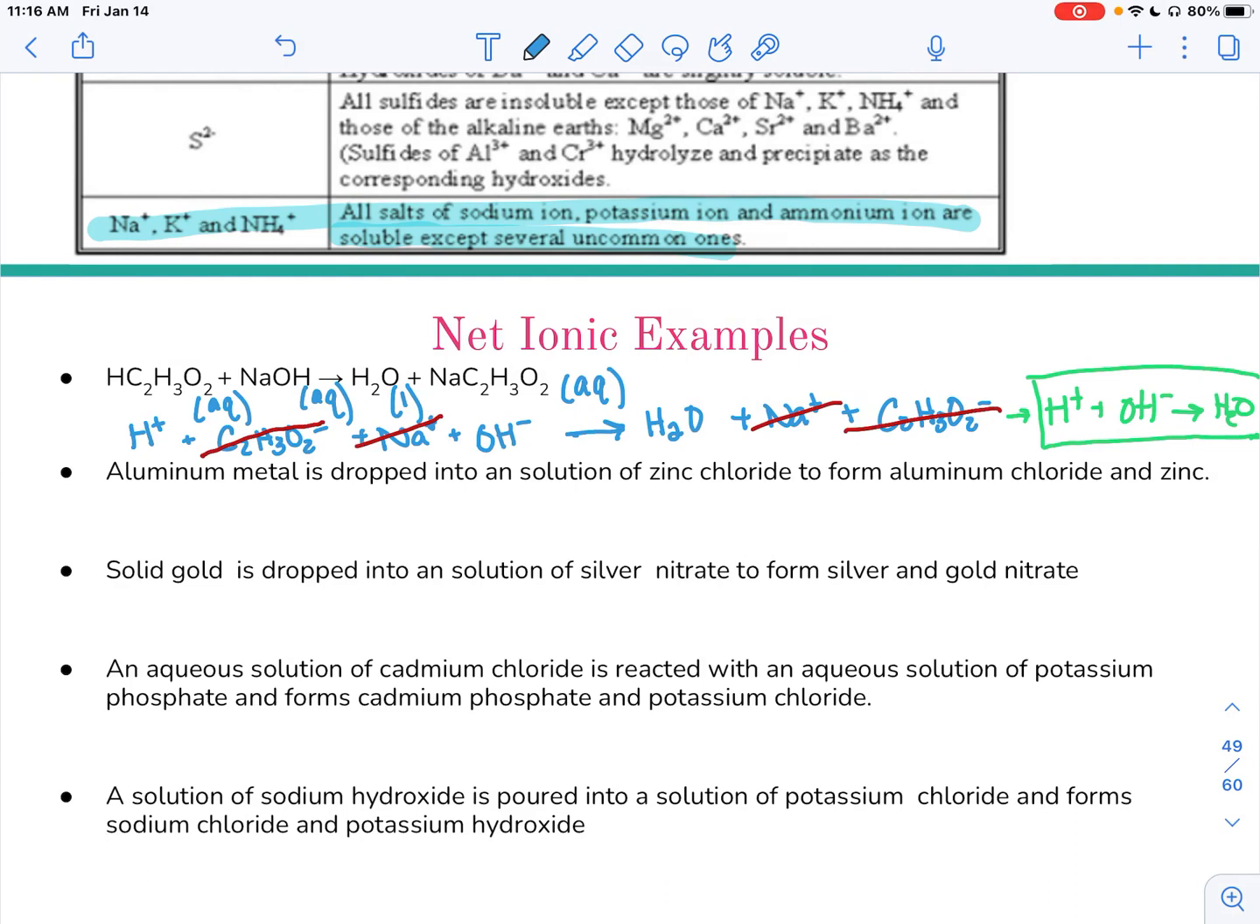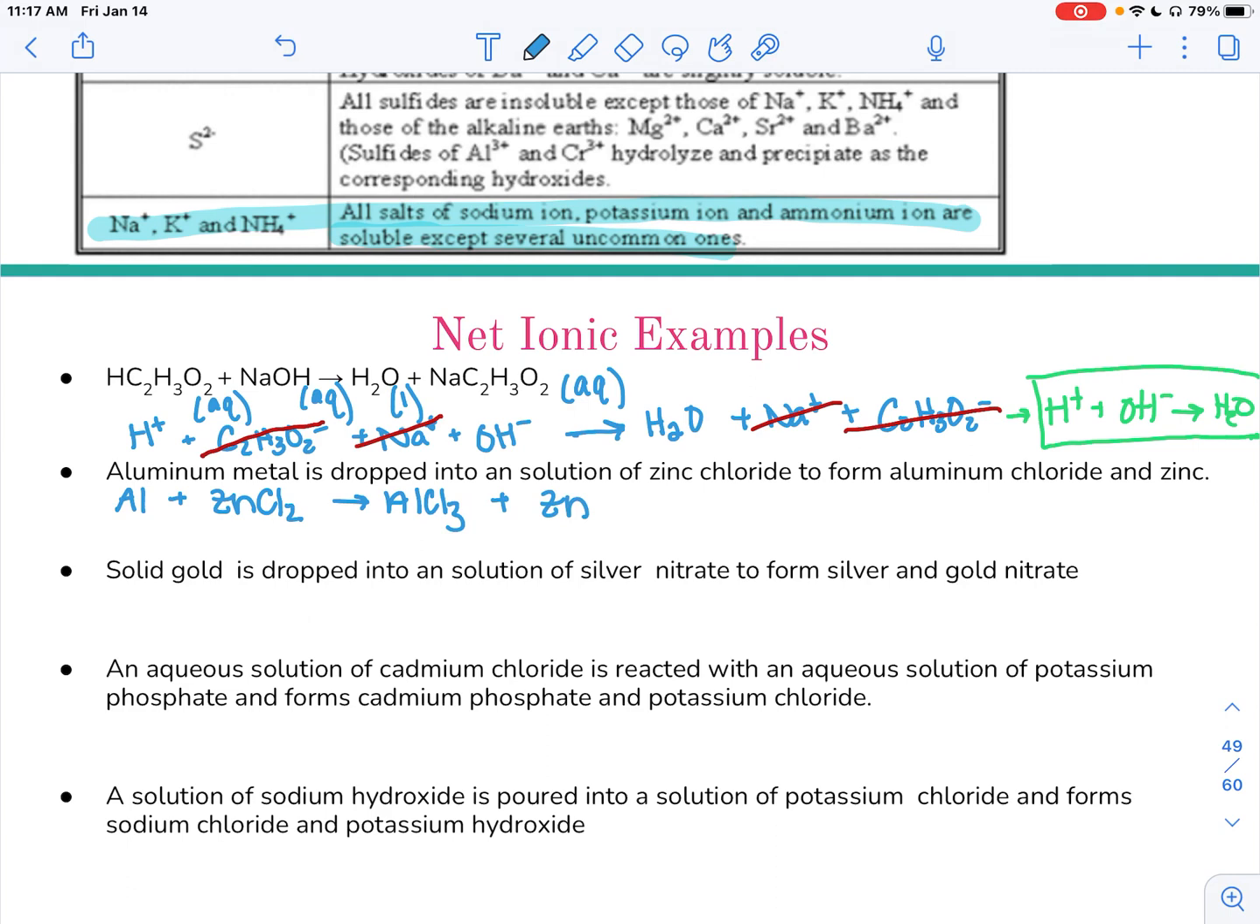So for the next one, you first have to translate it, and then you figure out solid or aqueous or liquid or gas if I tell you. None of these are. So translate it, Al plus zinc chloride. Zinc always has a positive 2 charge even though it's a transition metal. And then we're going to have aluminum chloride plus zinc.